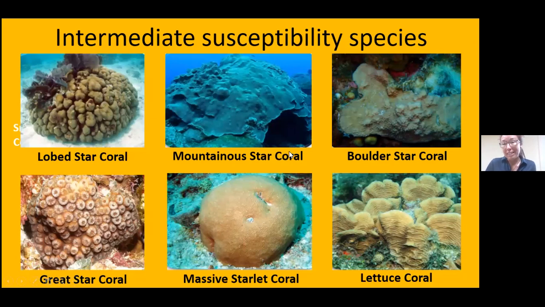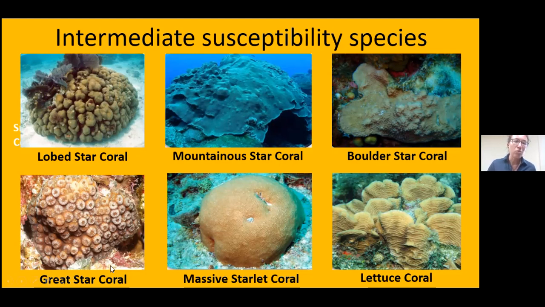For your intermediate susceptibility species, some of the larger mountainous and boulder star corals. So you've got the lobed star coral up here in the top left, and then you've got the mountainous star coral next to it and the boulder star coral. All of those, the Montastraeas and the Orbicellids, are pretty susceptible to SCTLD. Not as bad as the first slide, but we do treat quite a bit of these corals on the reefs of Grand Cayman.